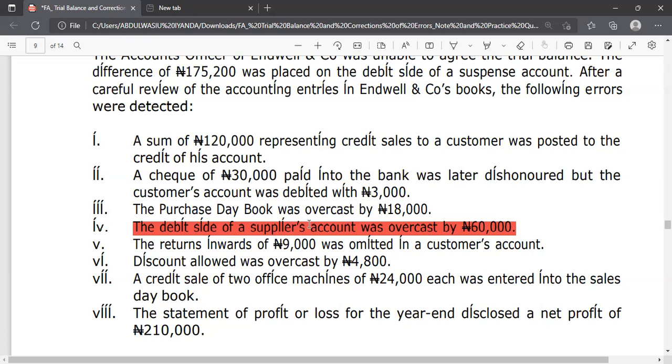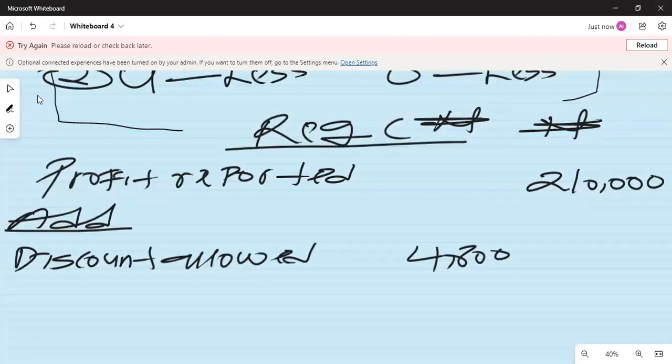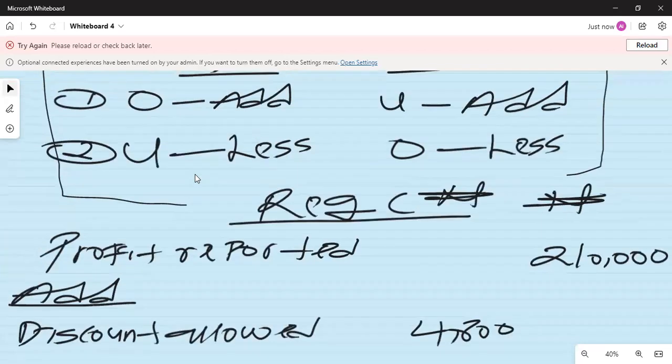Okay, the purchase day book now. Purchase is an item of the statement of profit or loss, so I can be dealing with this now. They say purchase day book was overcast by 18,000, and that's the last one. Purchase is going to be on the debit side of your trial balance.